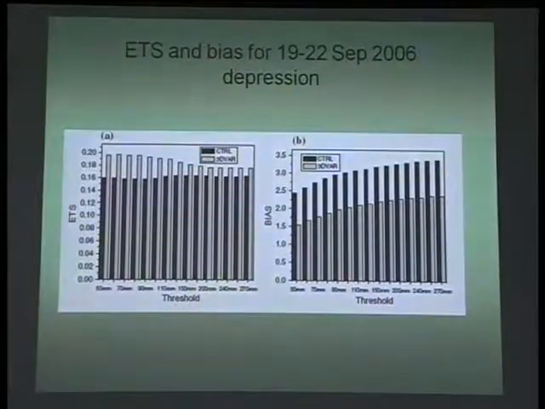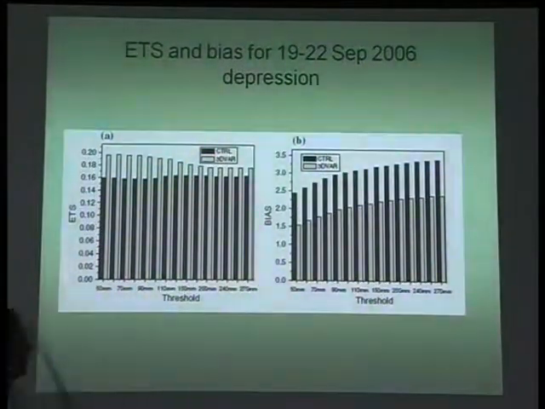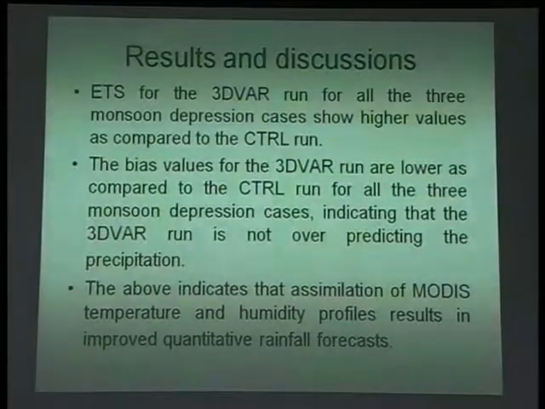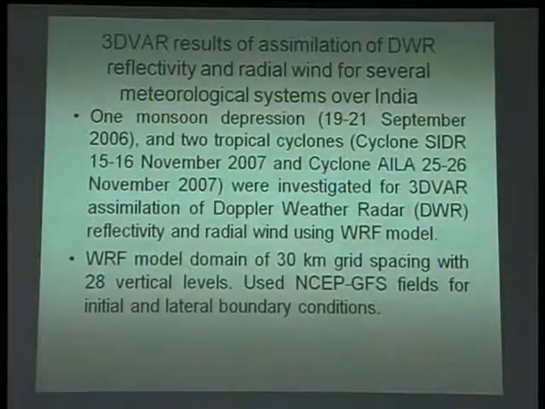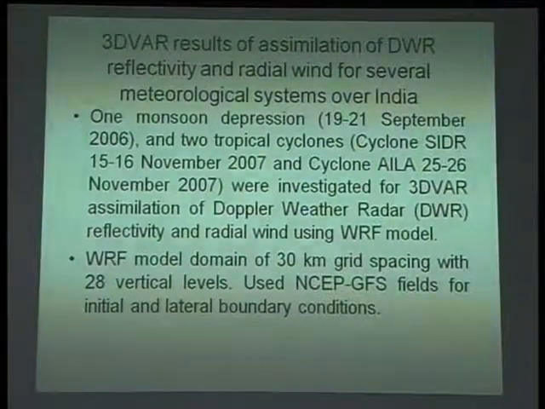Again, ETS and bias. ETS for the 3D-VAR is higher and bias is lower. Now, we quickly complete some of the results of the 3D-VAR assimilation of Doppler radar reflectivity and radial velocity. We show the results for Cyclone SIDR.